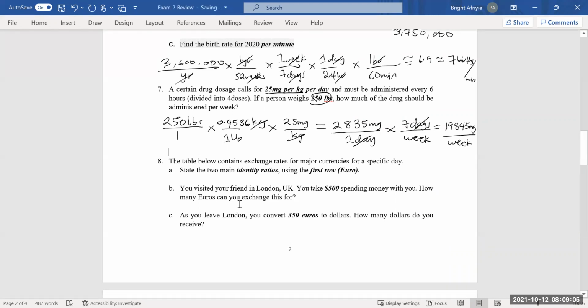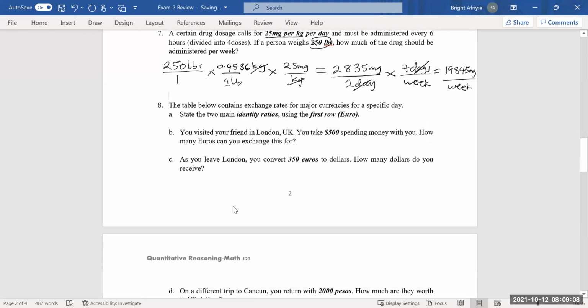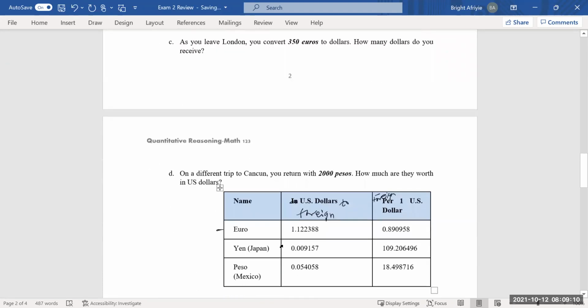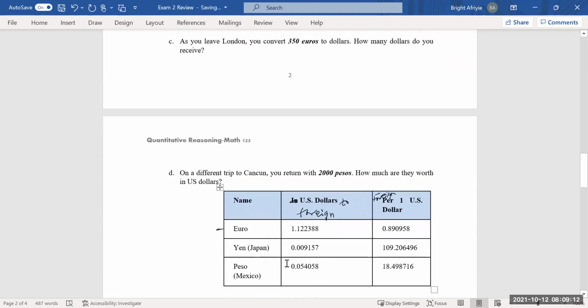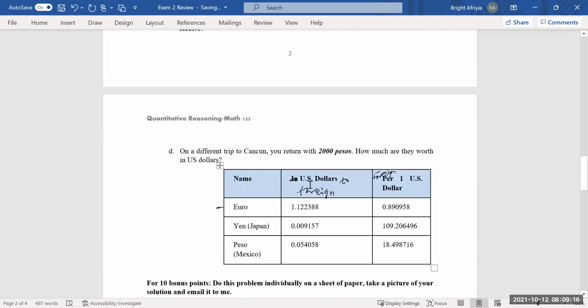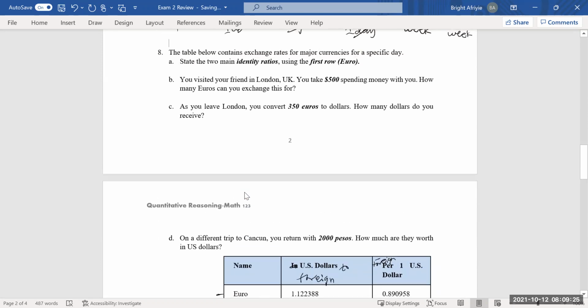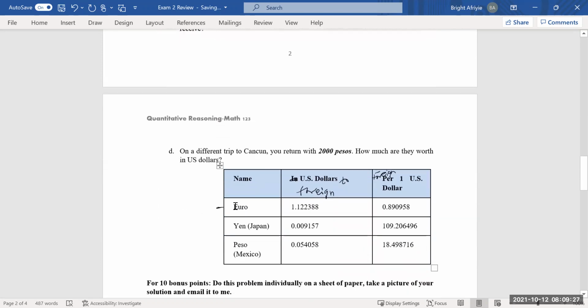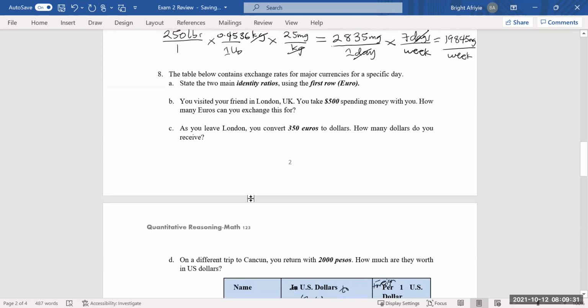Okay, question number 8. For question number 8, we're going to use this table. It talks about currency conversions, and you notice that I've done US to foreign, and foreign to the US dollars. Now, we want to look at the first rule, for euro, and write two identity ratios that can be used to do the conversions.